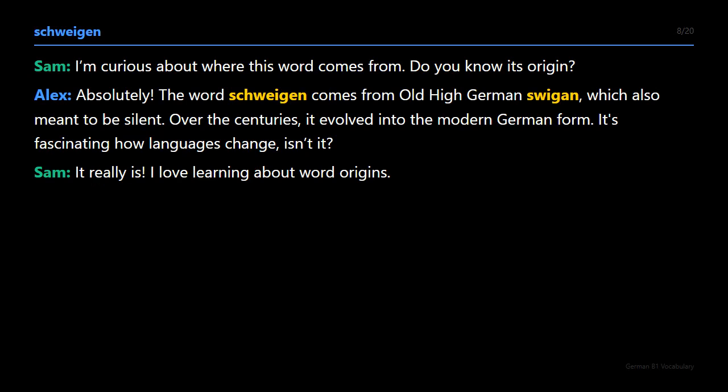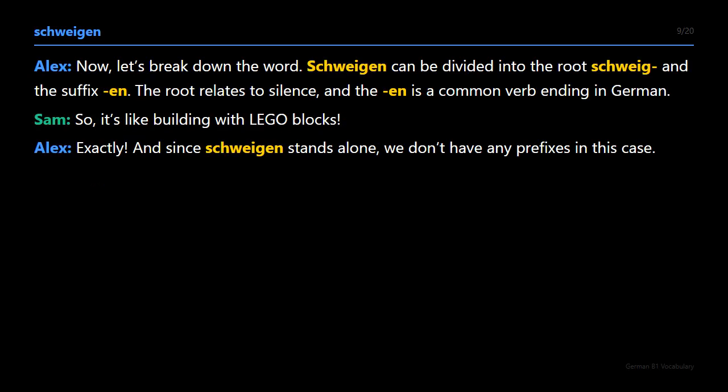Now, let's break down the word. Schweigen can be divided into the root Schweig and the suffix -en. The root relates to silence, and the -en is a common verb ending in German. So, it's like building with Lego blocks. Exactly. And since Schweigen stands alone, we don't have any prefixes in this case.